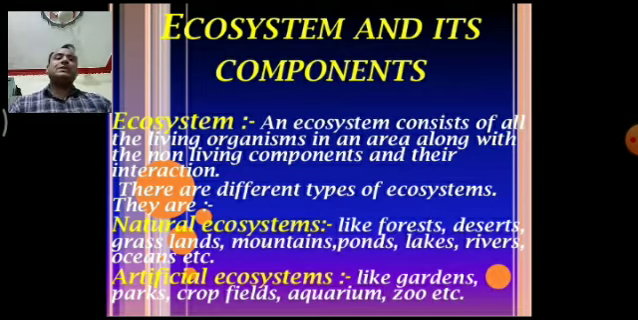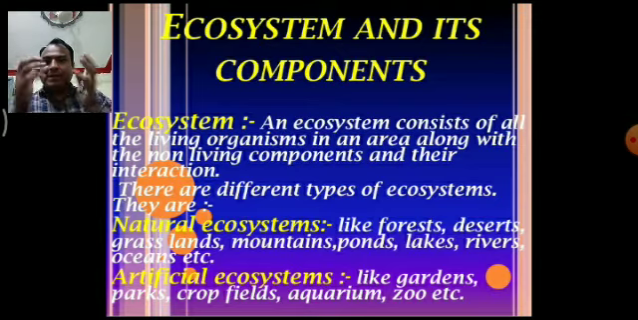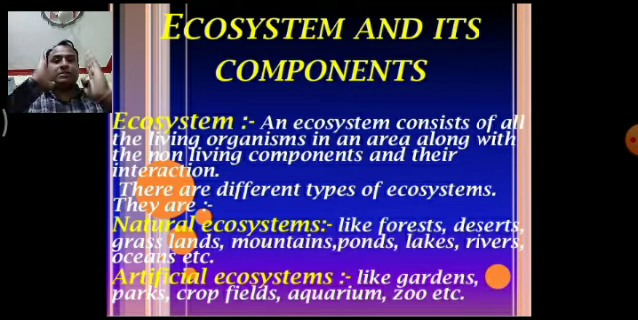Now, the ecosystem and its components. What is an ecosystem? First, try to understand the concept of ecosystem. An ecosystem consists of all the living organisms in an area along with the non-living components and their interaction. Simply we can say that an ecosystem is a relationship between biotic and abiotic components. For example, a forest is an ecosystem because inside the forest there are a number of plants, grasses, herbs, and also a number of animals. So there is a relationship between animals and plants. This is known as an ecosystem.